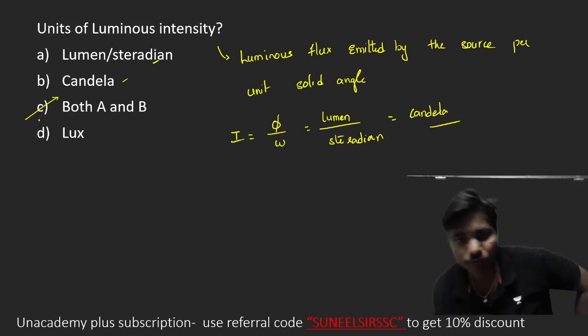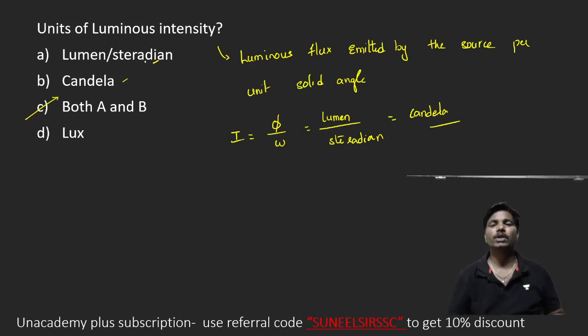Whenever we see option B, directly we might give the answer B. But lumen per steradian is also one of the units, so we can give the answer as option C. So here there is a chance of confusion.